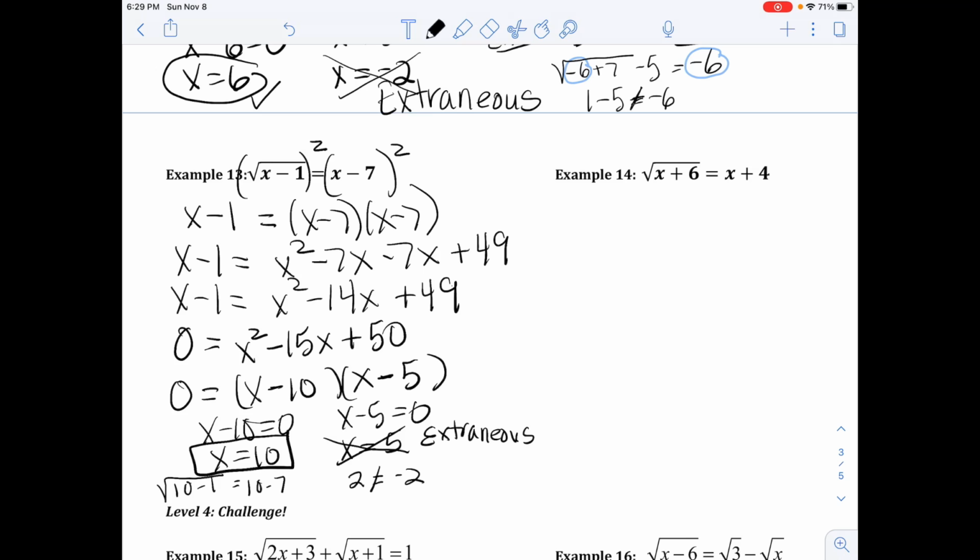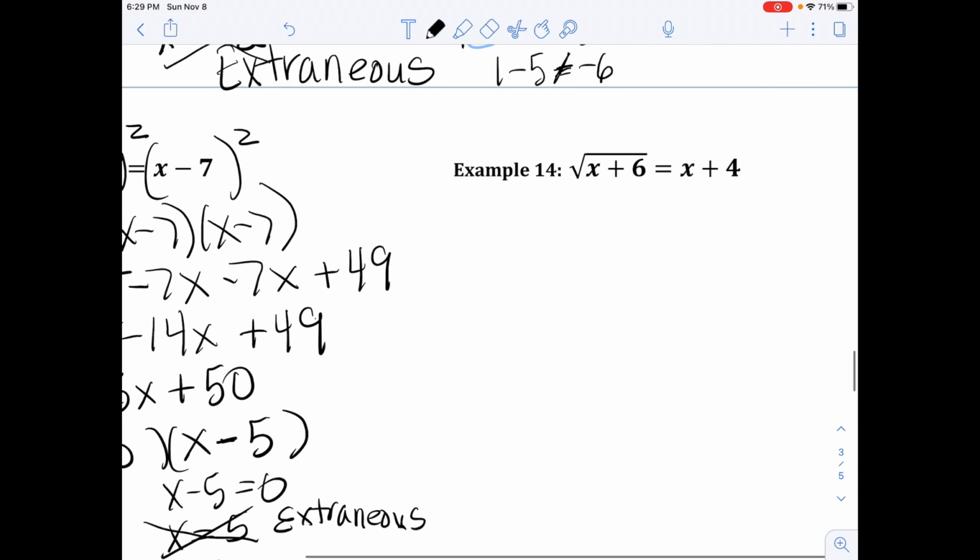You don't have to memorize the word extraneous. It will be written somewhere on your quiz that you can reference, so you don't have to worry about spelling it. All right, last one. Let's see what we get. Square both sides.